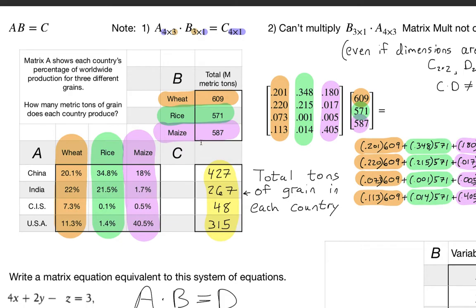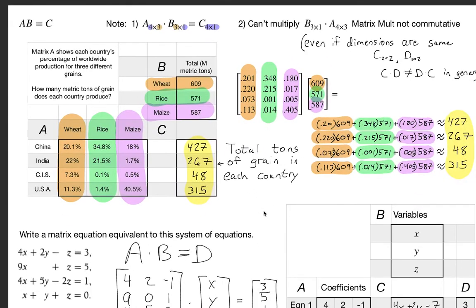So if you want to figure out how many total tons of grain in each country, you can multiply these two matrices together. Notice over here for the matrix multiplication, I convert everything to a decimal by moving the decimal place over twice. And you could type it into your Symbolab or into TI Inspire just this way and get out this answer. But if you want to know why you're doing what you're doing or how it calculates those numbers, you take the percentage of China wheat and multiply it by the total amount here. 20.1% of 609, that's going to be our result here. And then China is also going to be producing some rice.